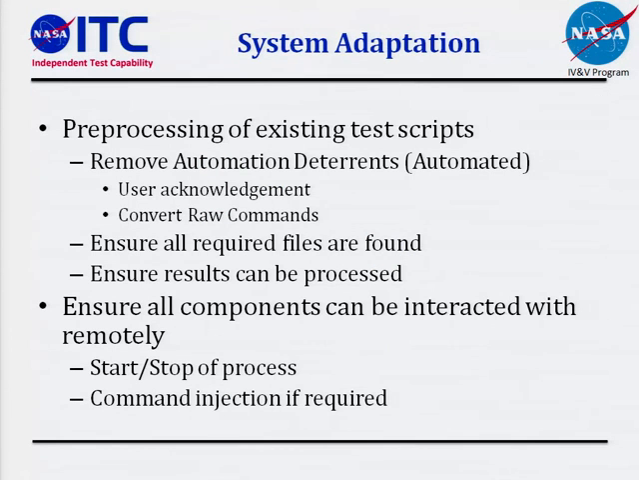So about those phases I was talking about, first is the system adaptation phase. One of the biggest parts of this is pre-processing the existing tests we are given. For the example of JFC, like the one I showed, we remove any delays that are simply waiting for user acknowledgement, say, press go when you're ready. That's not needed.